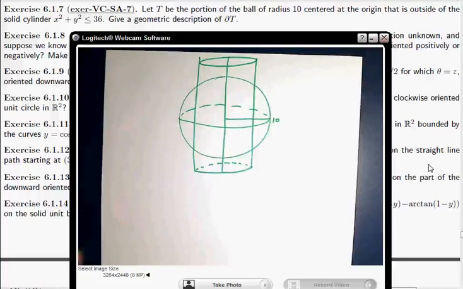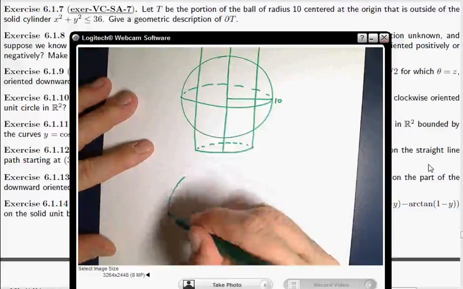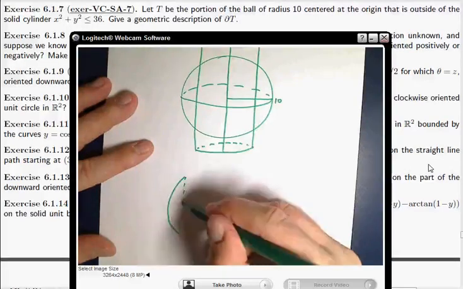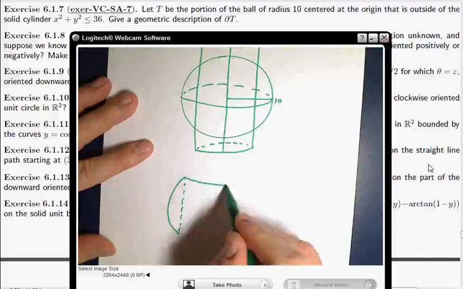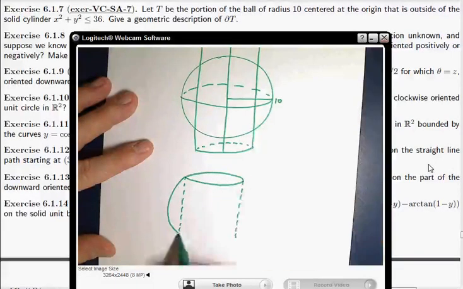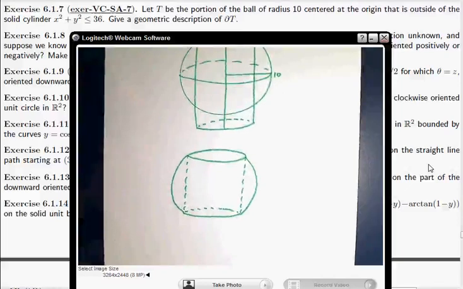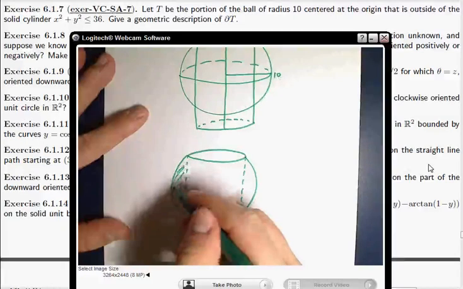So I'm going to try to draw this, but this is going to be a failure. Kind of like that. Does that make sense? Sort of see it's kind of a bead. And okay, so there's our T. So that's our solid. T is the solid, here.